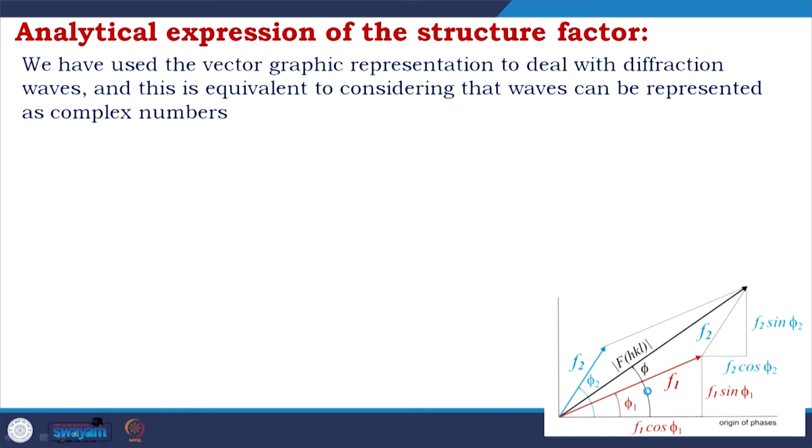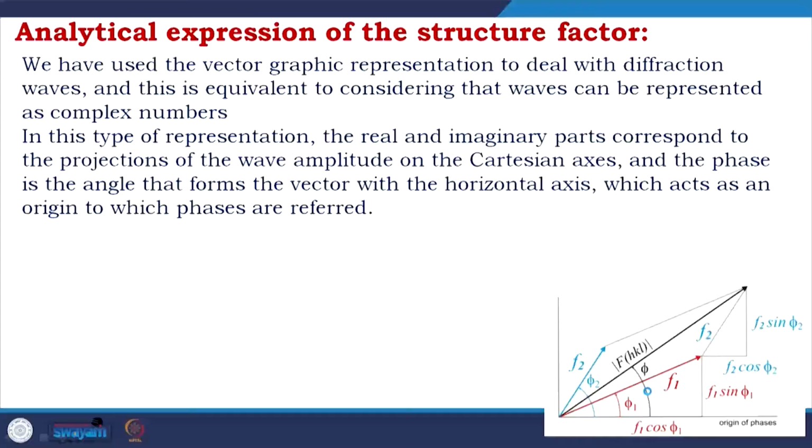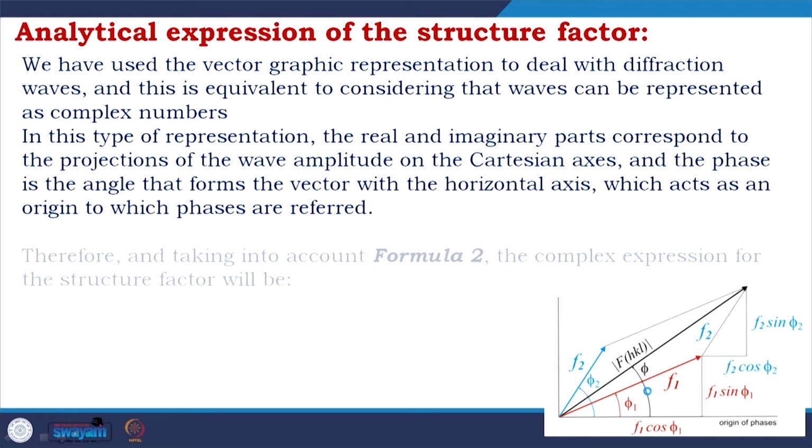We have used the vector graphic representation to deal with diffraction waves, and this is equivalent to considering that waves can be represented as complex numbers, because, as I told, in the vector graphic representation we have seen the amplitude and the phase. In this type of representation, the real and imaginary parts correspond to the projection of the wave amplitude on the Cartesian axes, and the phase is the angle that the vector forms with the horizontal axis. You could see here, which acts as an origin to which phases are referred.